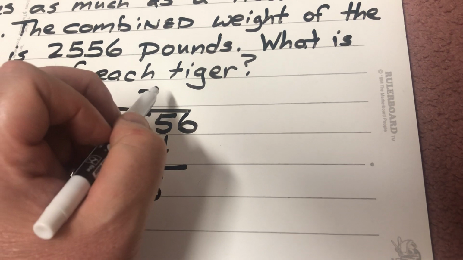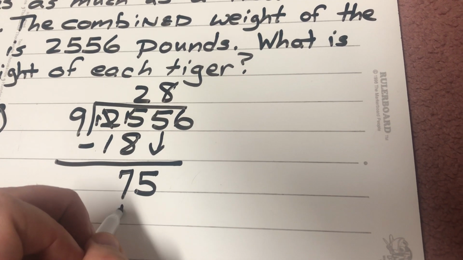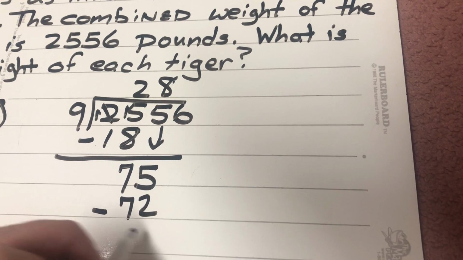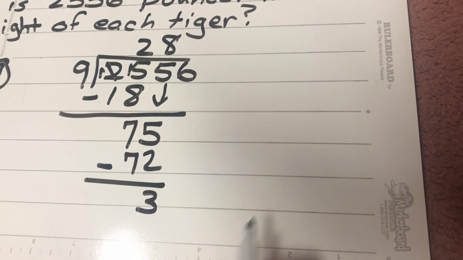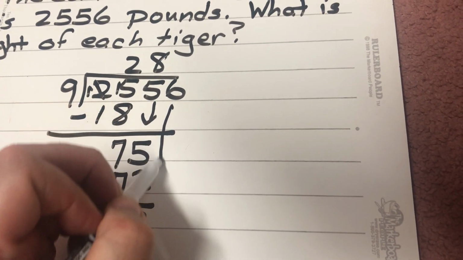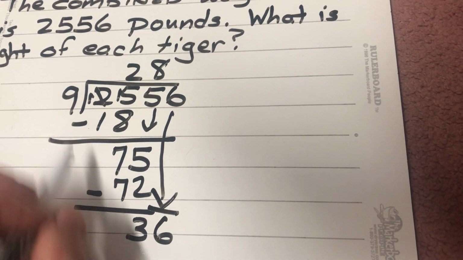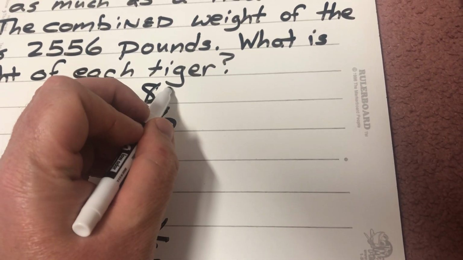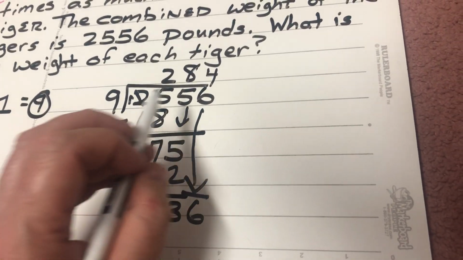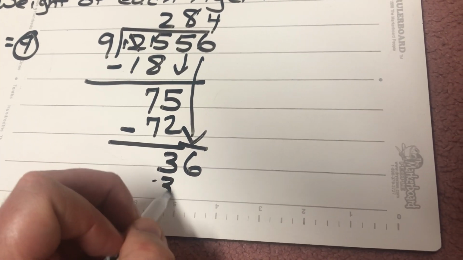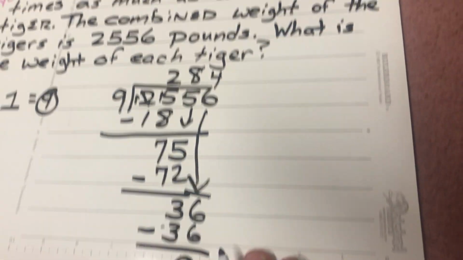9 can go into 75 8 times. 8 times 9 is 72. 75 minus 72 is 3. 7 minus 7 is 0. I go ahead and bring down the 6. And I know that 9 can go into 36 4 times. And I know that there are none left over because 9 times 4 is 36. 36 minus 36 is 0.